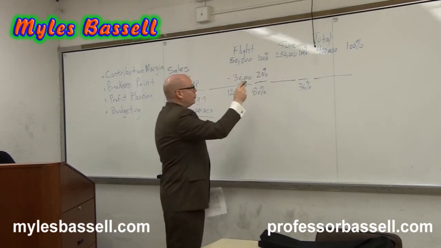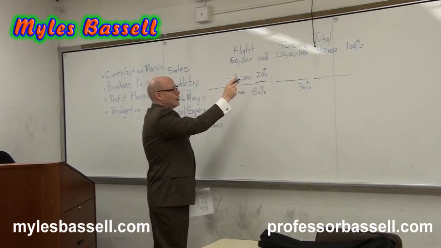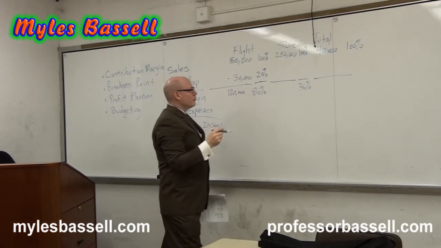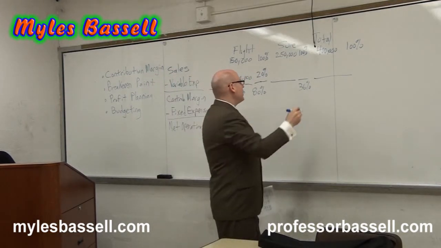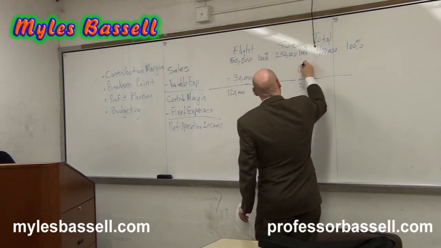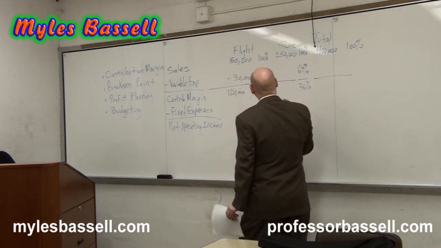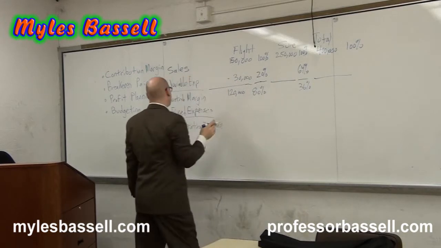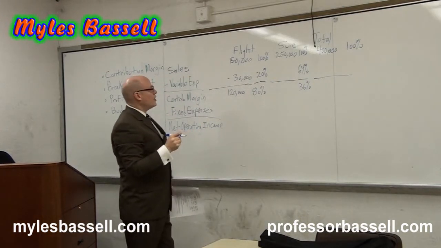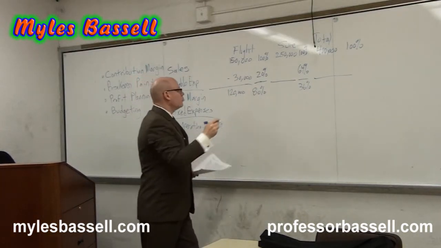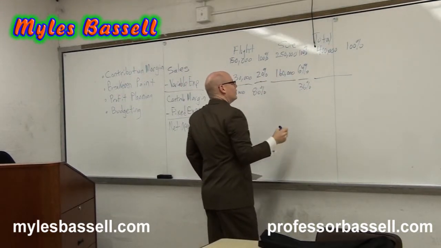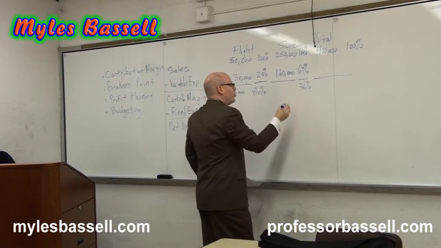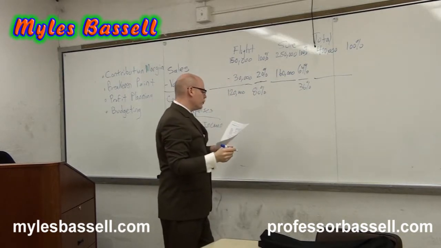All right, so what about for the Sure Shot product line? 64% of sales is variable expenses, which is how much? 160,000. And then that gives us a total contribution margin of?